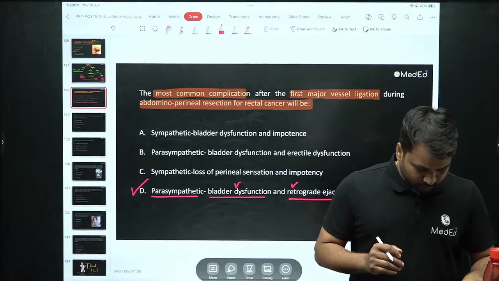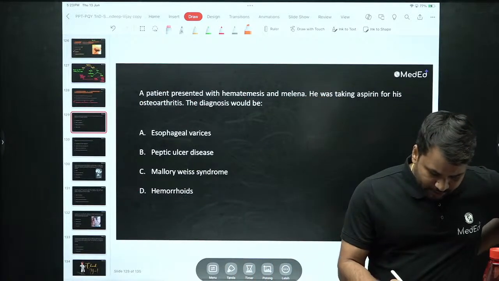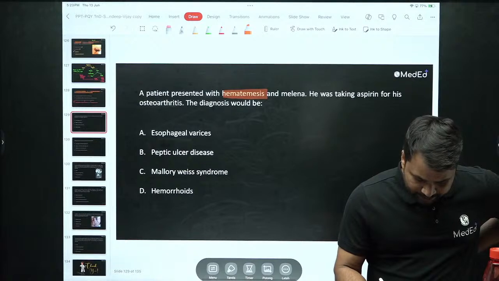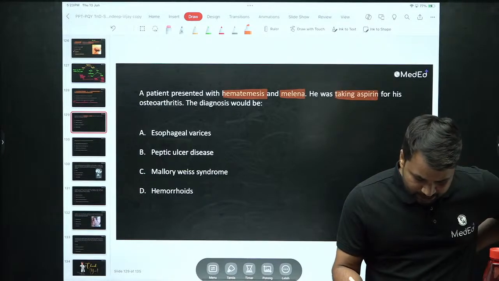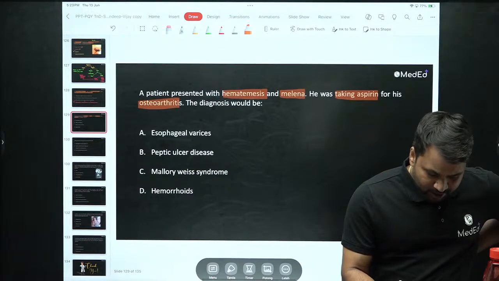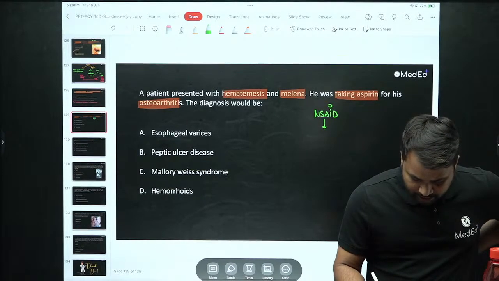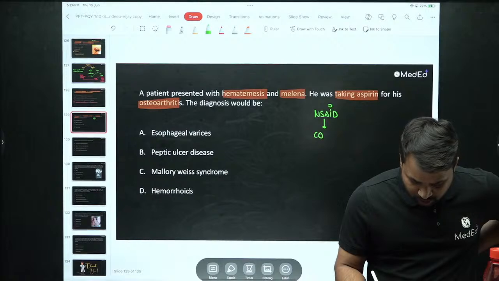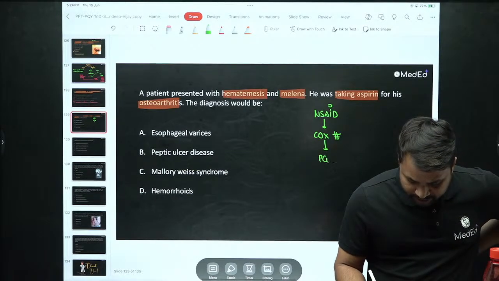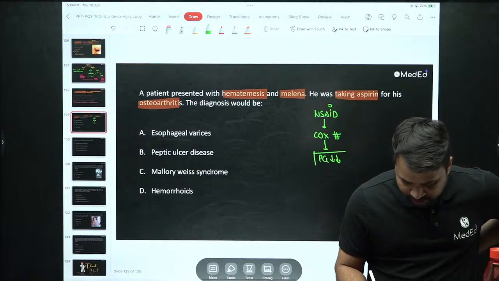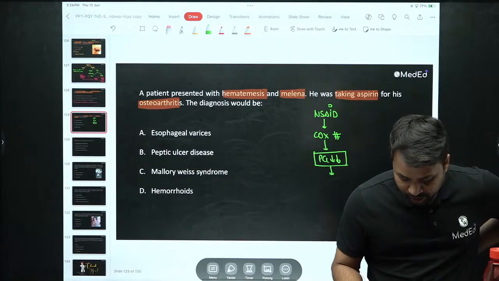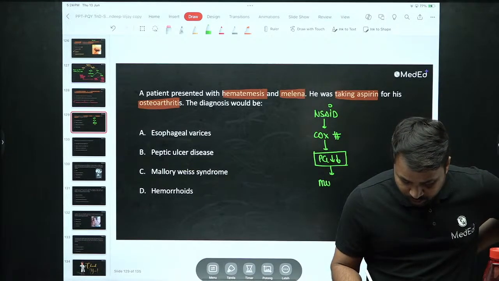Okay? Chalo. Next question: a patient presented with hematemesis and melena. He is taking aspirin for osteoarthritis. So what is happening is the patient is taking NSAID. Now what does NSAID do? It is an irreversible COX inhibitor, or cyclooxygenase inhibitor. Because of this, there will be a decrease in prostaglandin secretion. Prostaglandins are responsible for stimulating the mucus producing cells.